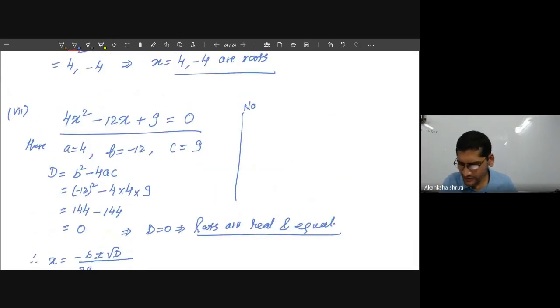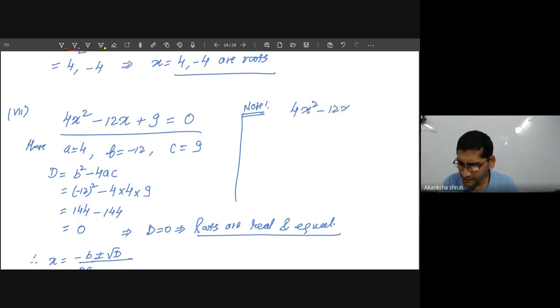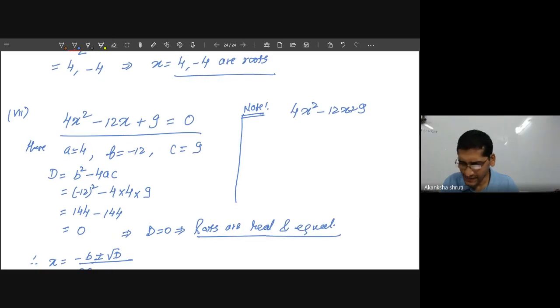So write a note. So it is a perfect square. Can we say it is a perfect square? Means verify that the given equation is a perfect square. So observe, here is our 4x square minus 12x plus 9.